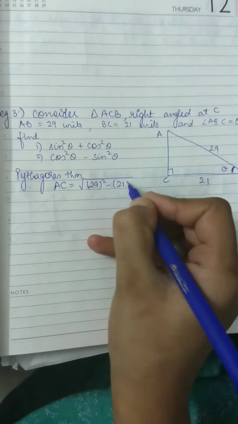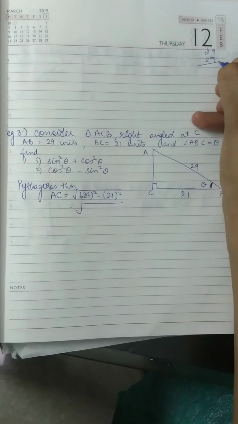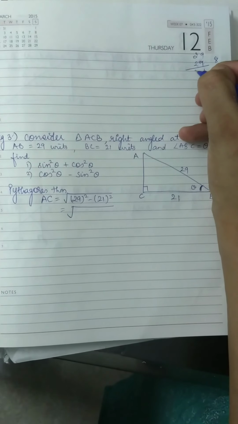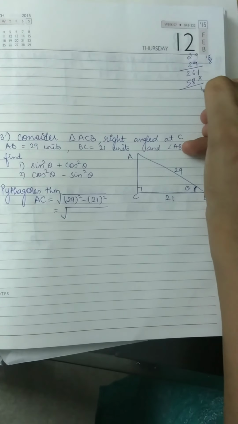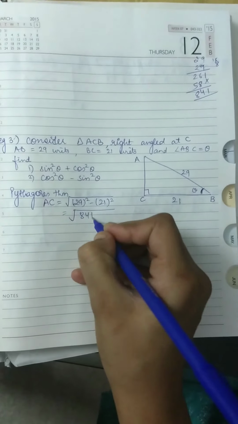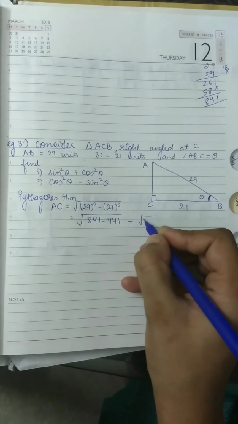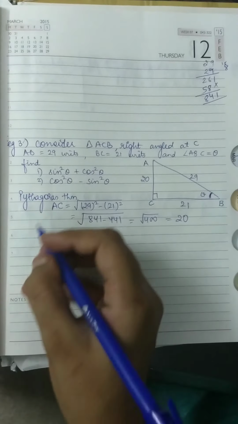So first find the value of 29 square. 29 times 29 gives us 841. So 841 minus 441, under root of 400, which is 20. So this gives us AC as 20.